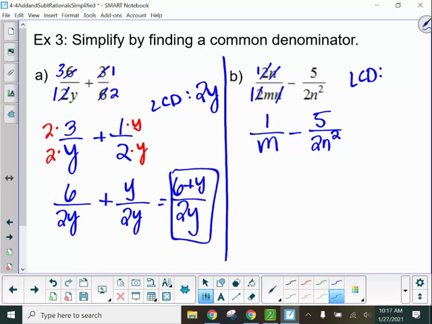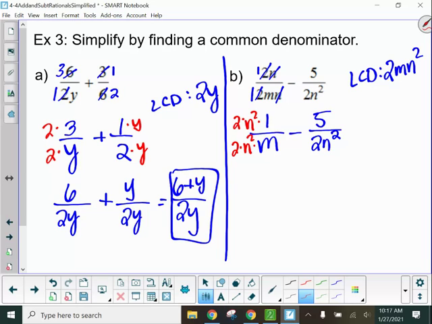So my least common denominator, again, it has to include stuff from both denominators. The first denominator has an m, the second one has a 2n squared. Nothing is shared, so 2m n squared is going to be my least common denominator. Well, the first fraction is missing the 2, and it's missing the n squared. So I have to multiply by both the 2 and the n squared on the top and on the bottom.